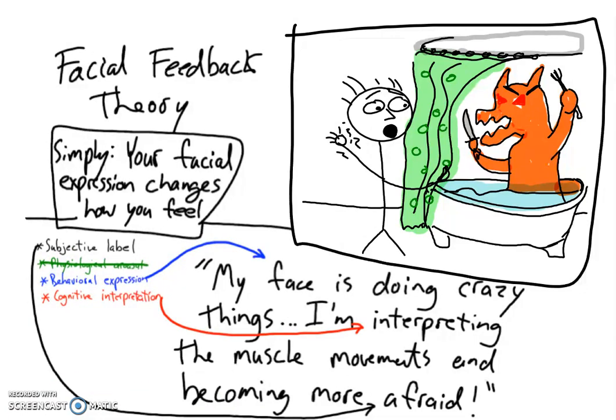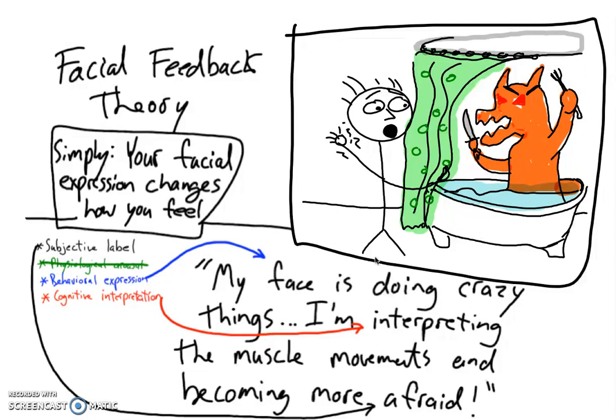One theory that takes into account behavioral expression is called facial feedback theory, and it's pretty neat. It's simply that your facial expression changes how you feel. You can make a different face and feel differently. And that's kind of a mind-blowing thing.